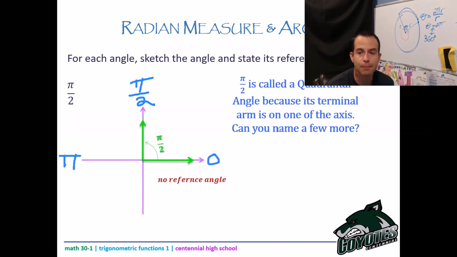Can you think of any more? Well, pi is one. We're looking at that. 0 could be one, 2 pi. What's halfway between, like this would also be 2 pi, right? Because that's a full circle. What's halfway between pi and 2 pi? 1.5 pi, or 3 pi over 2, right? So 3 pi over 2 would be down here. So that's also a quadrantal angle, okay?